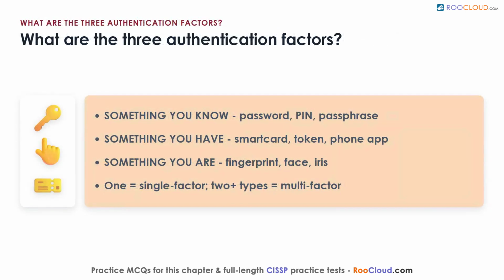What are the 3 factors you can use to prove identity? There are 3 primary categories, and they climb in strength. Something you know is a memorized secret, like a password, a personal identification number, or a passphrase. Something you have is a physical object you carry, like a smart card, a hardware token, or a phone running an authenticator app. Something you are is a biometric trait, like a fingerprint, a face scan, or an iris pattern. Using a single one is single factor, while combining 2 or more different categories is multi-factor authentication. Knowledge is the weakest, and biometrics the strongest, though even a fingerprint reader can be fooled by a molded fake.